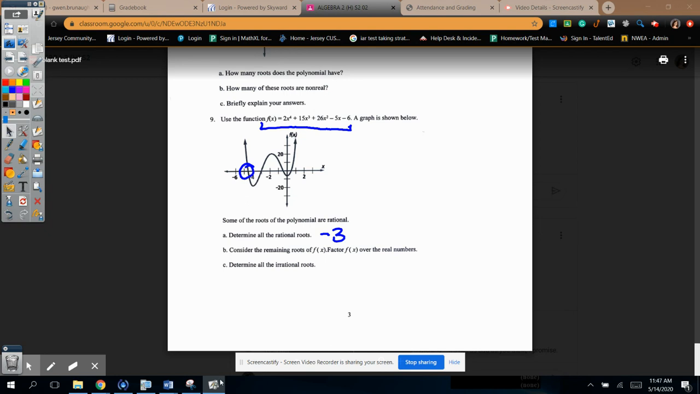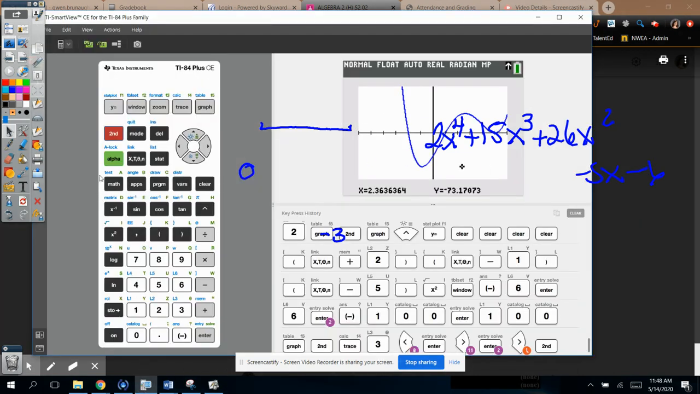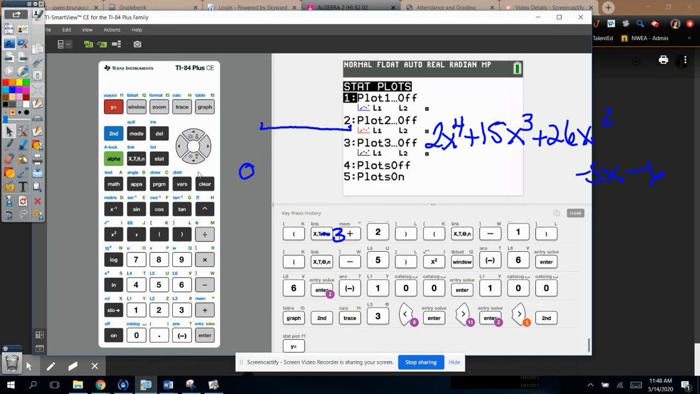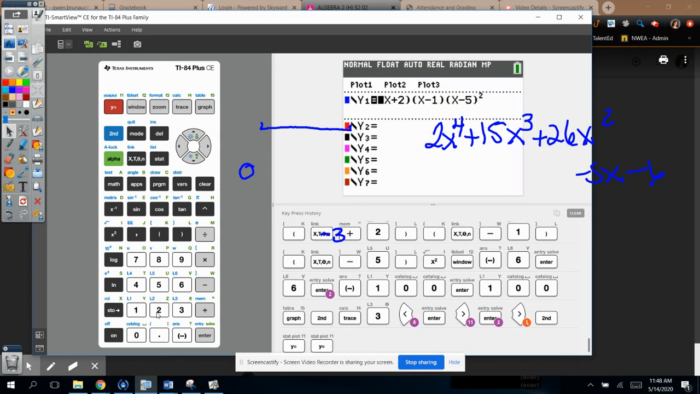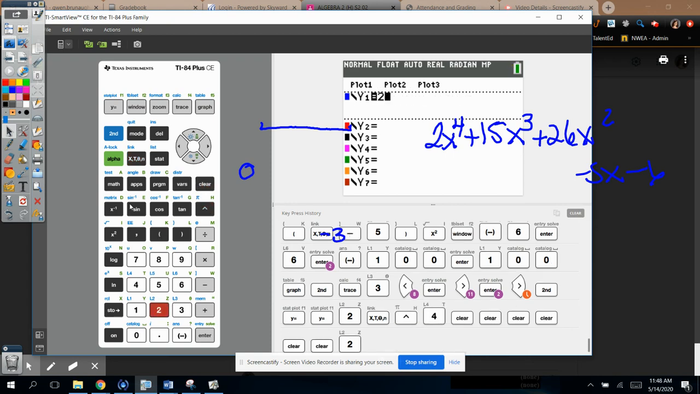So then what I did, I got to write this down because it's going to go away again. 2x to the 4th plus 15x to the 3rd plus 26x squared minus 5x minus 6. Okay, so if I graph this bad boy, 2x to the 4th, plus 15x to the 3rd.